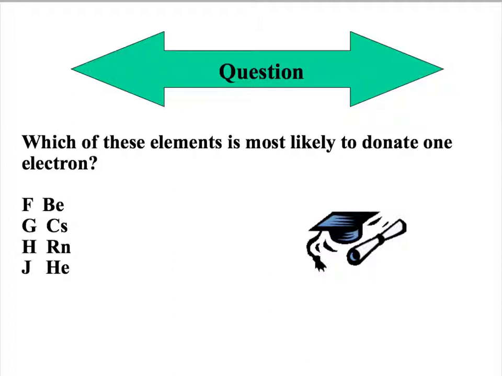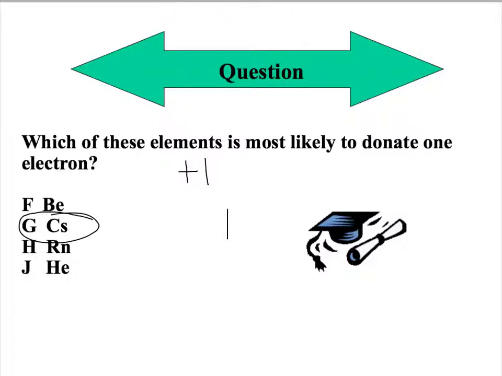So here's a quick question for you. Which one of these elements is most likely to donate 1 electron? And if it's donating 1 electron, that means it would have an oxidation number of +1, because remember, plus means you let 1 go, you lost 1. So the group on the periodic table that has a +1 oxidation number is group 1, your alkali metals. And the only thing on here that's in that group is cesium. The rest of those are not in group 1.